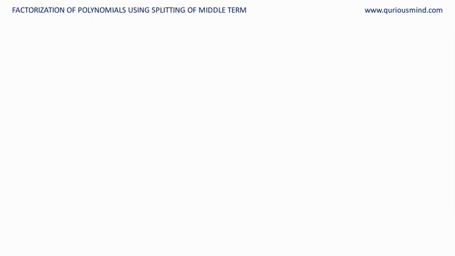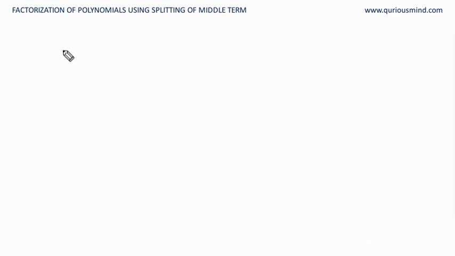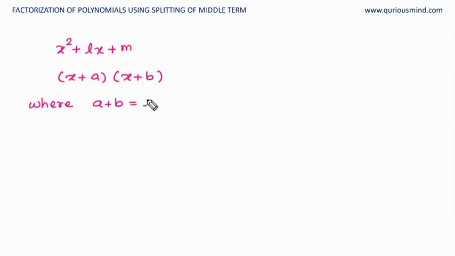Hello everyone. In this video, we will have a relook at the factorization of polynomials using splitting of middle term. We have learned to factorize polynomials in the form x square plus lx plus m. We factorize them as (x plus a) into (x plus b), where a plus b was l and a into b was m.